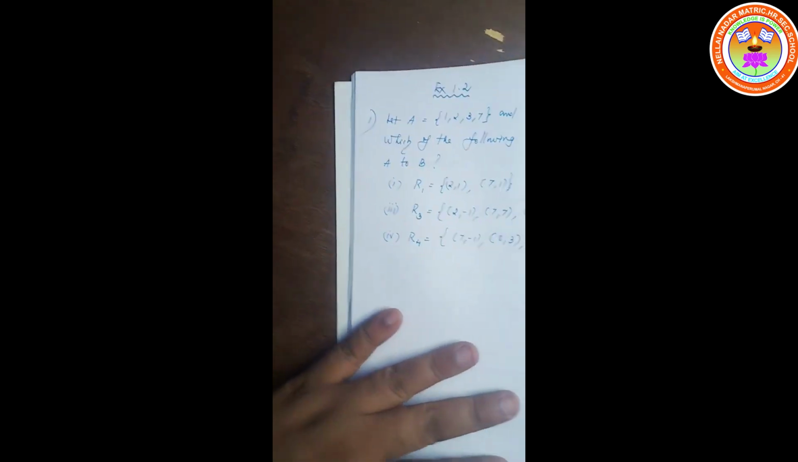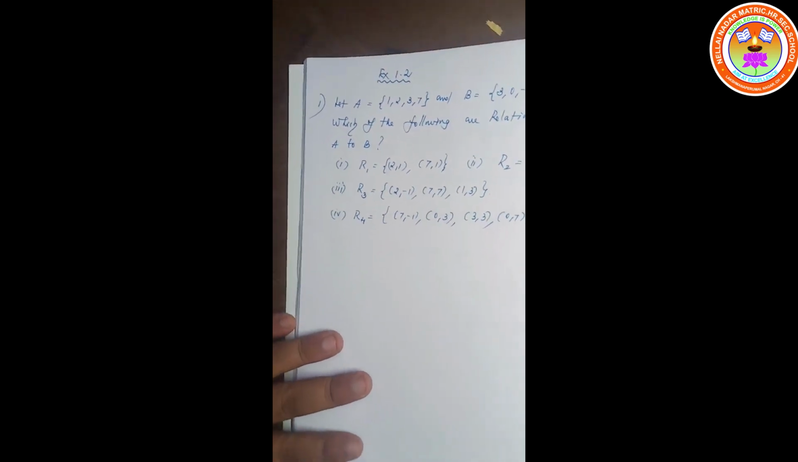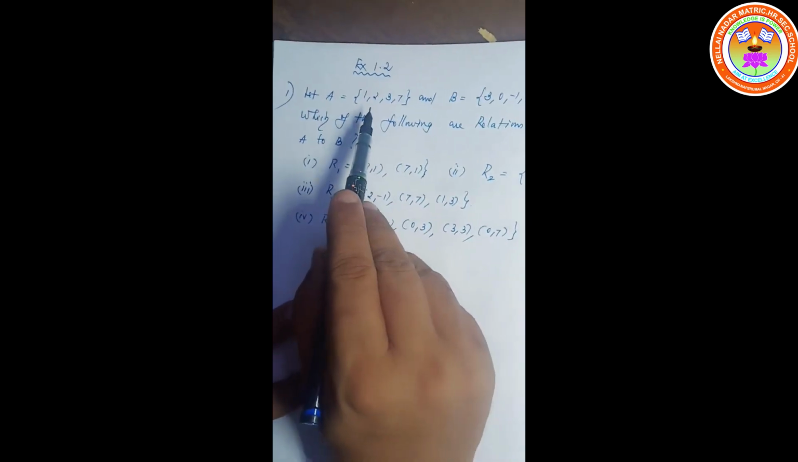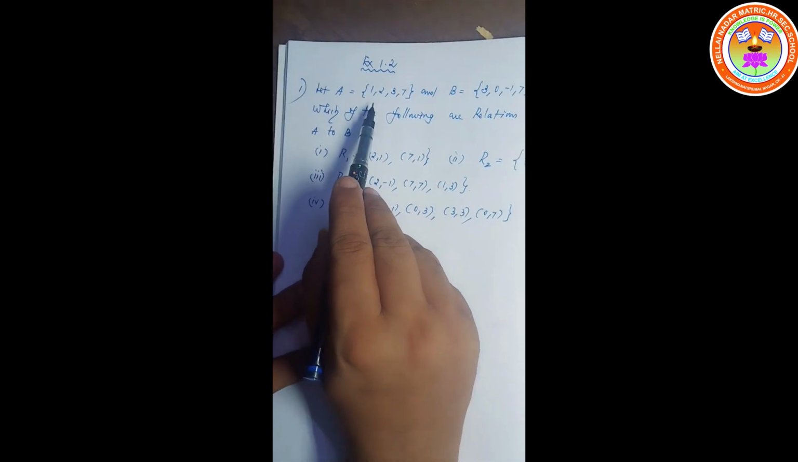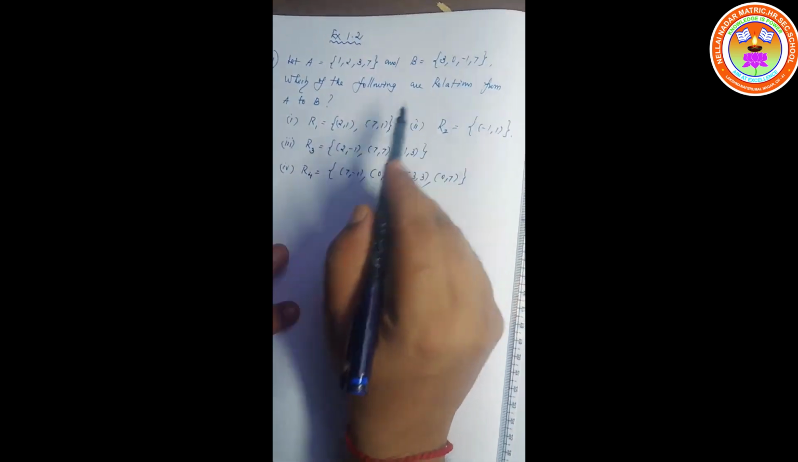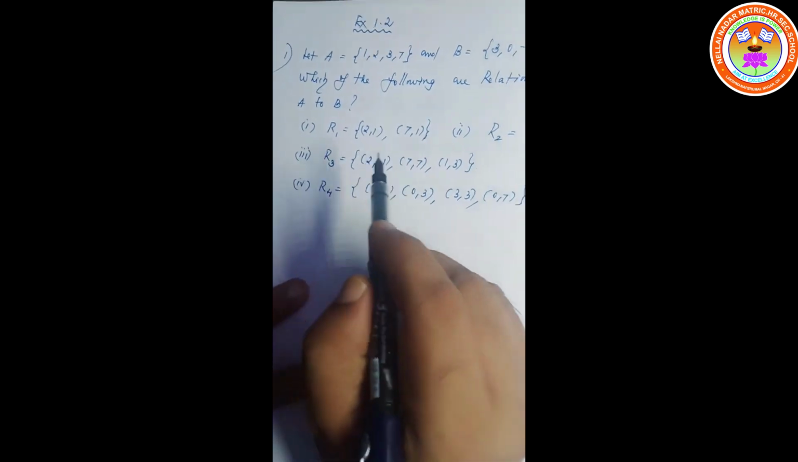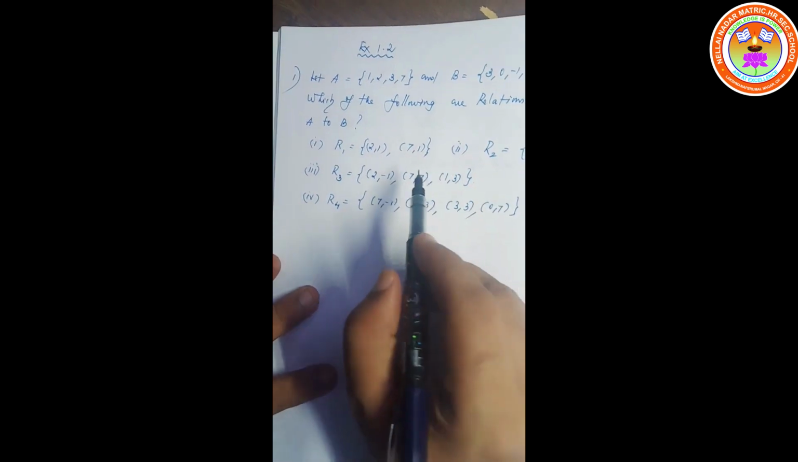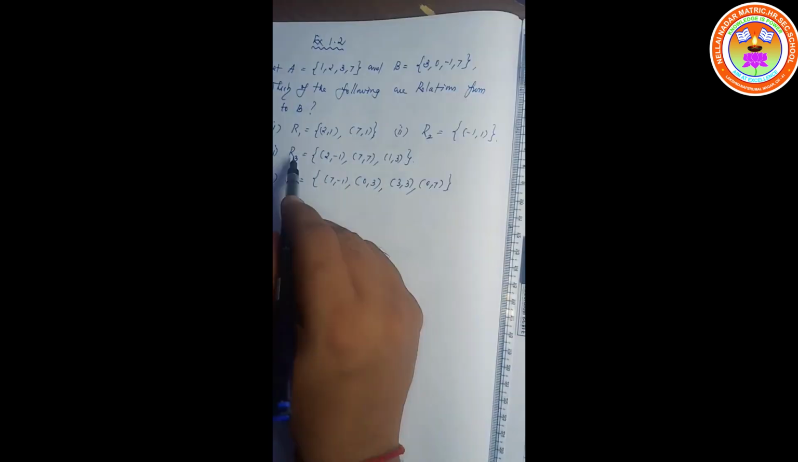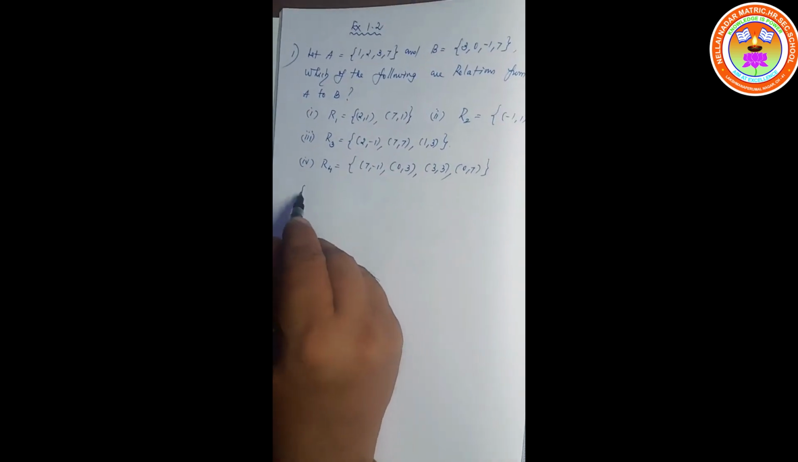In the previous video already I explained the concept of relations. Now problem number 1. Here you are given two sets, both the sets in roster form. We have to verify whether each relation is a relation from A to B. You have to verify R1 is a relation from A to B. Similarly R2, R3 and R4. Solution.